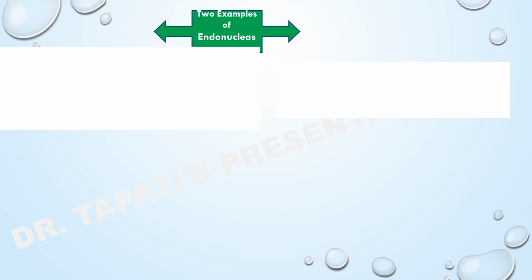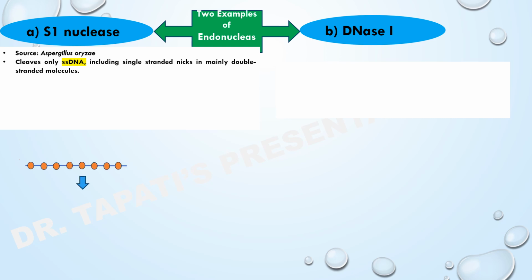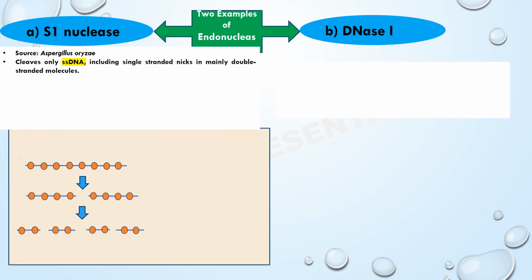Now I'm going to give you two examples of endonucleases. First one is S1 nuclease, second one is DNase 1. S1 nuclease is obtained from Aspergillus oryzae. It clips only single-stranded DNA, including single-stranded nicks in mainly double-stranded molecules. Now, if you see this figure, this is single-stranded DNA, and due to the action of S1 nuclease, these are the final fragments obtained.